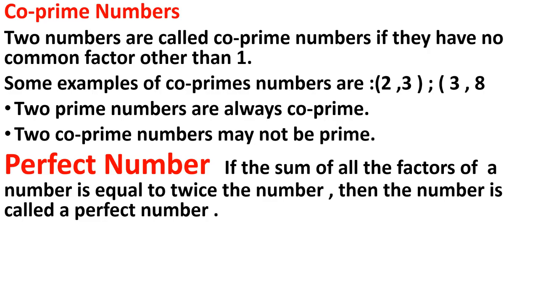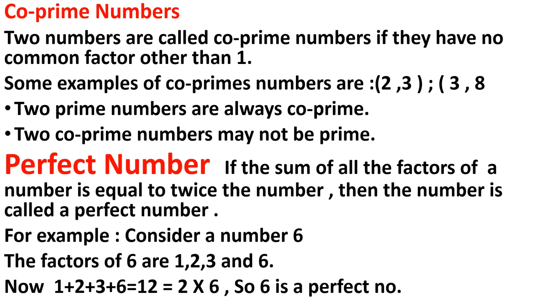Yesterday also we have done this example. Consider the number 6. The factors of 6 are 1, 2, 3 and 6. Now add all the factors. You will get 12. Now see, this sum is twice the number, 2 multiplied by 6. So it is a perfect number. 6 is a perfect number.